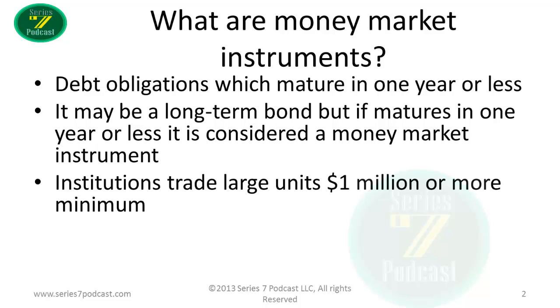Institutions such as banks and large corporations that have cash that they need to invest or borrow will actively participate in the money market instrument market. Usually you need to be trading about $1 million or more to participate in this market.